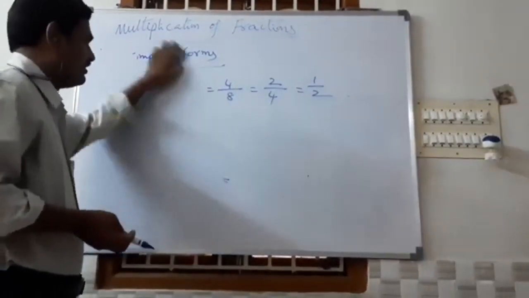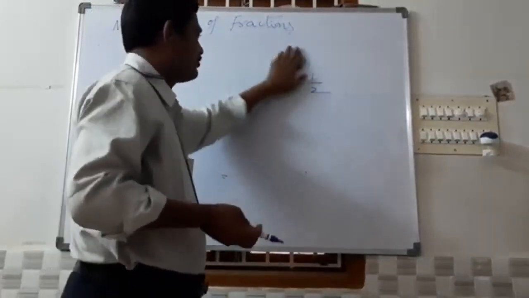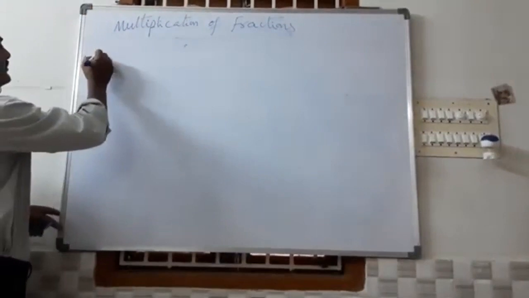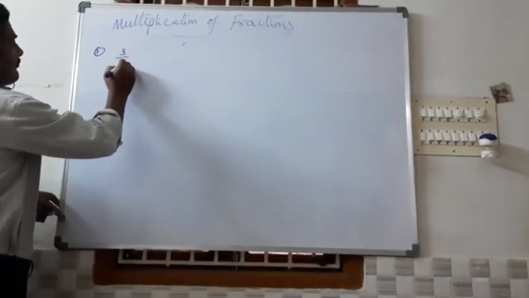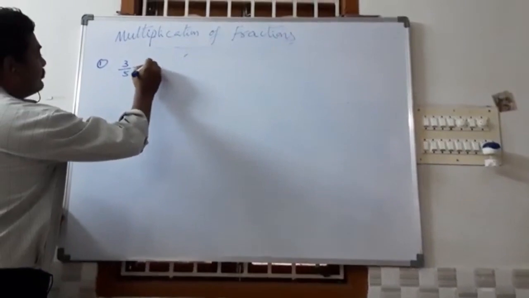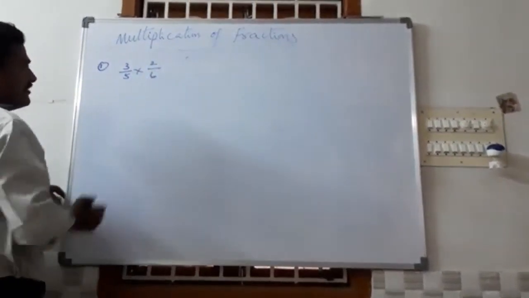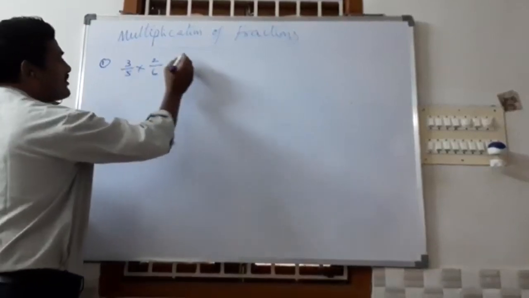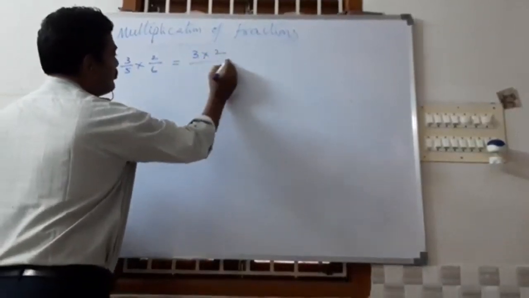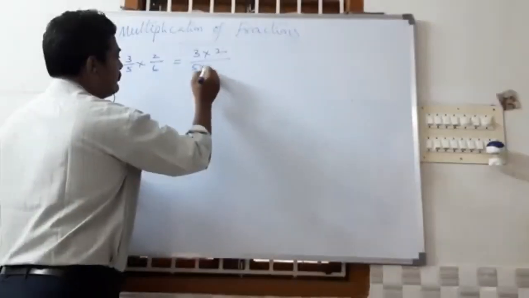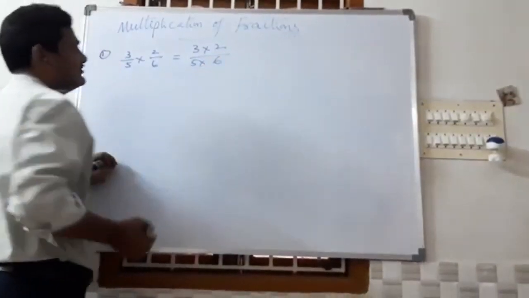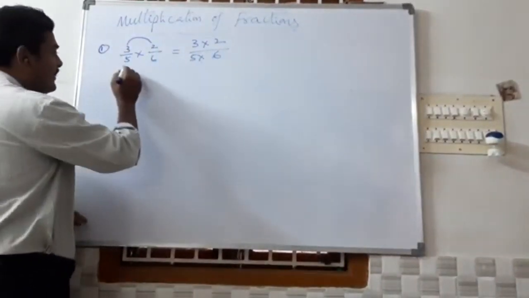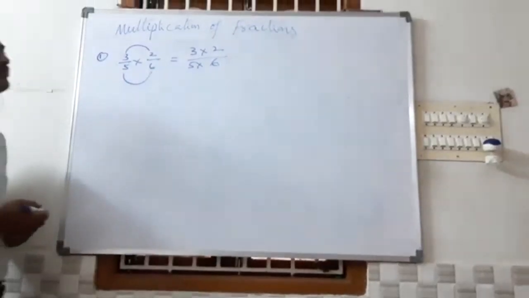Already we learned this in 6th standard. Now we continue the multiplication of fractions. Take 3 by 5 into 2 by 6. If we multiply 3 by 5 into 2 by 6, the numerators are 3 into 2, and the denominators are 5 into 6. Numerators we multiply, and denominators we multiply.